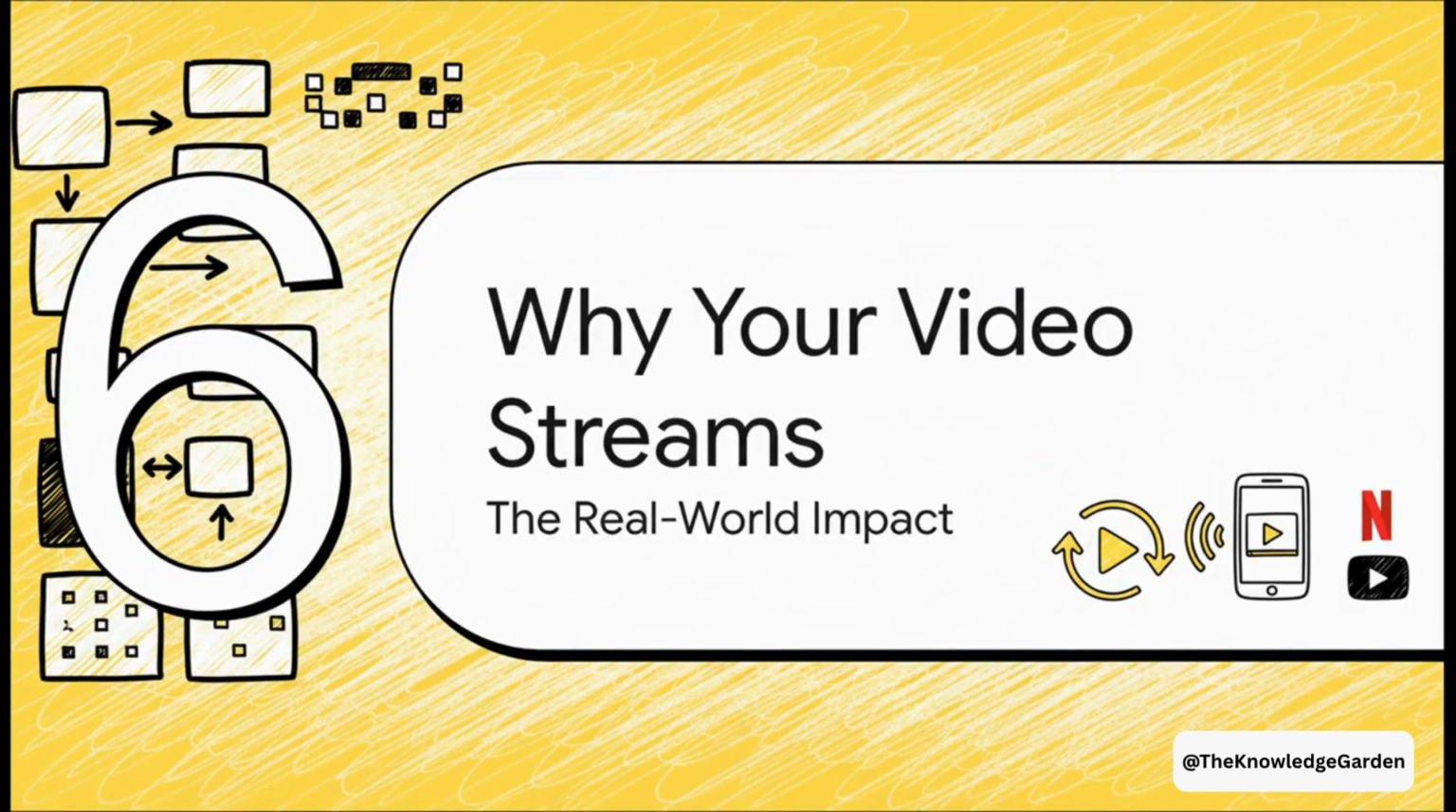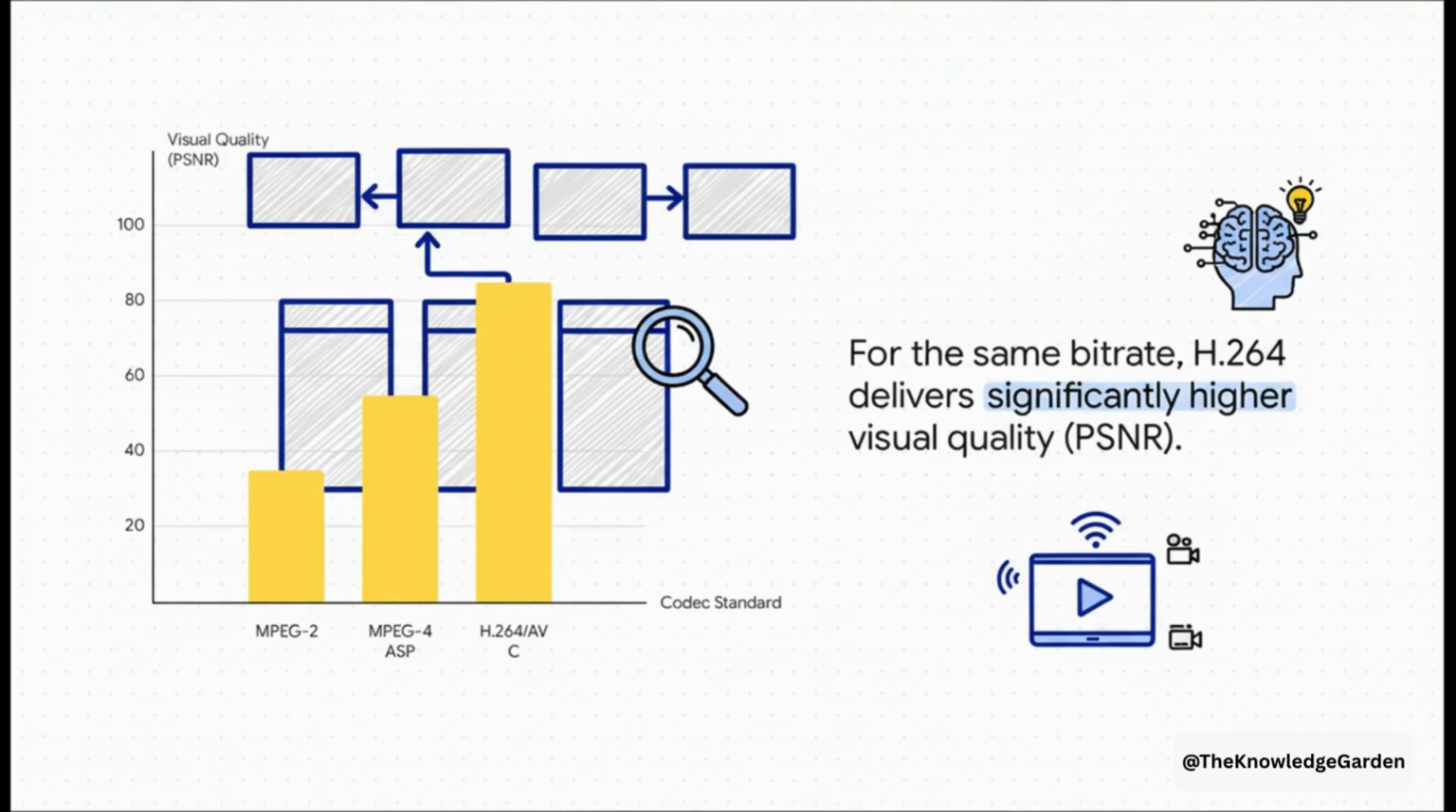So we've gone through a lot of the tech, but let's bring this all home. Why should you actually care about any of this? What was the ultimate impact of all these clever engineering choices? This chart tells the whole story. It's measuring visual quality. Basically, the higher the bar, the better and cleaner the video looks. And you can see that for the exact same amount of data, the same bit rate, older standards like MPEG-2 gave you okay quality. But give H.264 that same amount of internet juice, and it just blows the others out of the water, producing dramatically higher quality video.